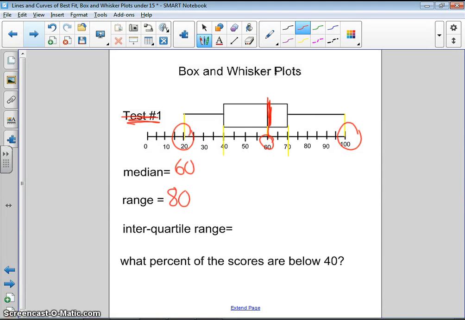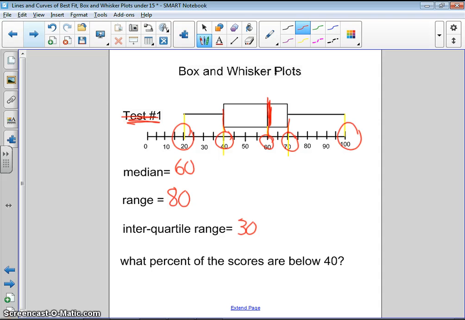A new term that you might not have heard before is called the interquartile range. And what that means is the range of the box, the range of the interquartiles. So if we were going to look for the interquartile range, we would note that this box goes up to 70 and it goes as far down as 40. So the difference between 70 and 40 is going to be 70 minus 40. It's going to have an interquartile range of 30.